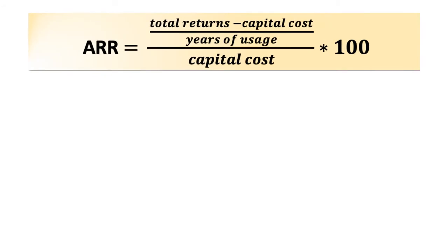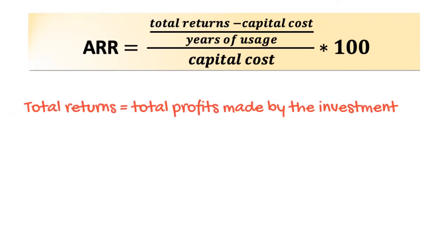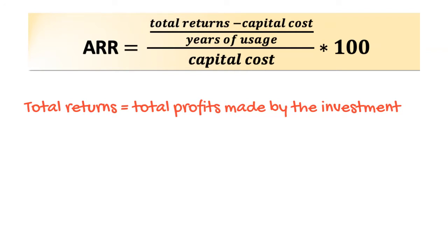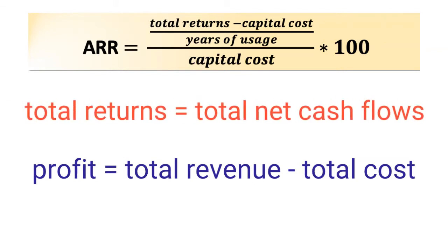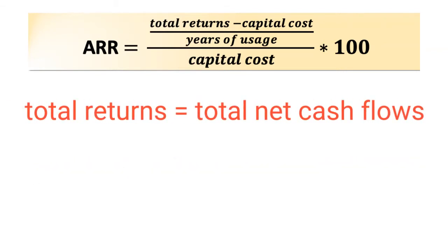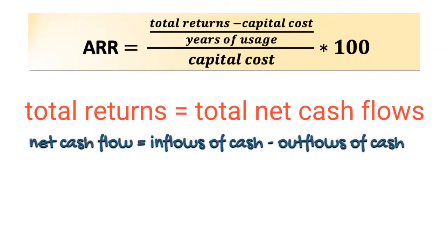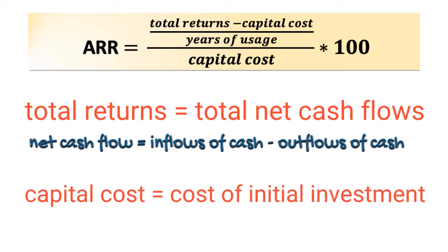The formula for the calculation of the average rate of return is the following, where total returns is a measure of the total profits made by the investment over the course of its lifetime. Since profits are calculated by subtracting the costs from the revenue, an approximation often used for profits is the net cash flows, as the net cash flow measures the inflows of cash minus the outflows of cash. And capital cost is the cost of the initial investment in the project. For example, if we were building a factory, that would be the cost of the construction.